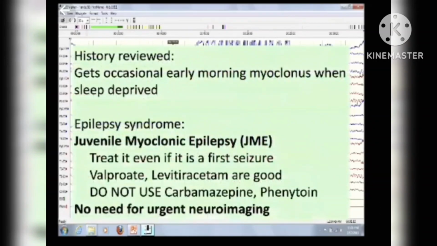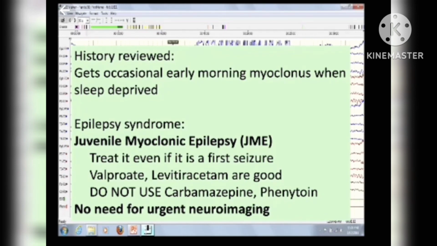So I treat. And when history was reviewed, because I saw this EEG, I asked him, do you get some myoclonic jerks? I showed you the myoclonus earlier. Then he said, occasionally if I'm sleep deprived, I get. So that is the epilepsy syndrome. In him, the epilepsy syndrome is a normal boy at the age of 15 gets the first seizure. He may have had a few myoclonic jerks here and there. So this is a condition called juvenile myoclonic epilepsy.